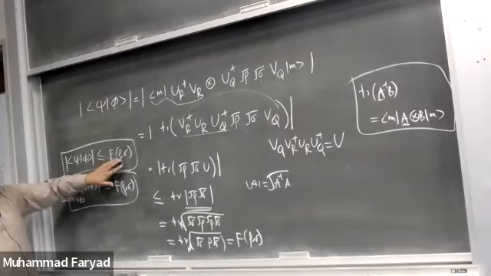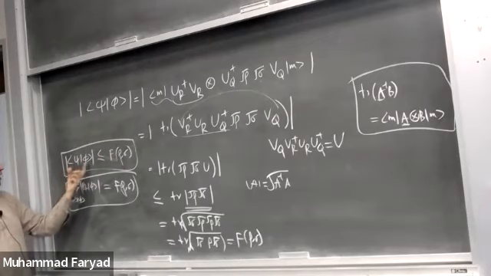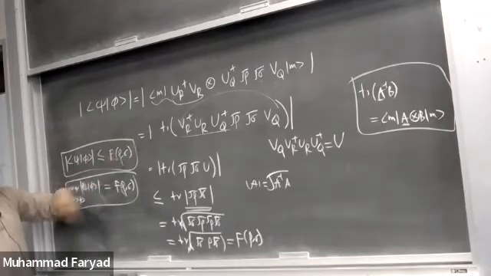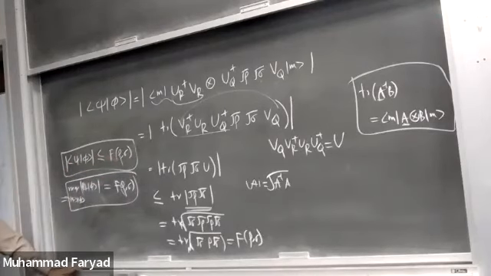But in general, this fidelity is an upper bound to the magnitude of the inner product between the corresponding purified states of mixed states rho and sigma. So this is an alternative view of the fidelity between states rho and sigma.